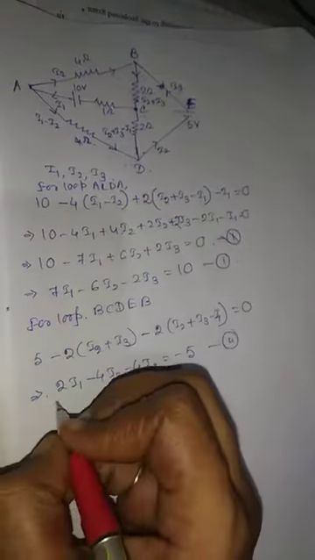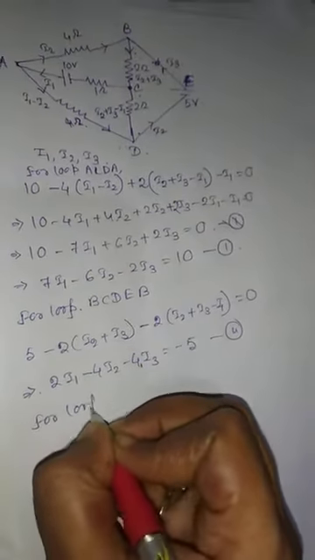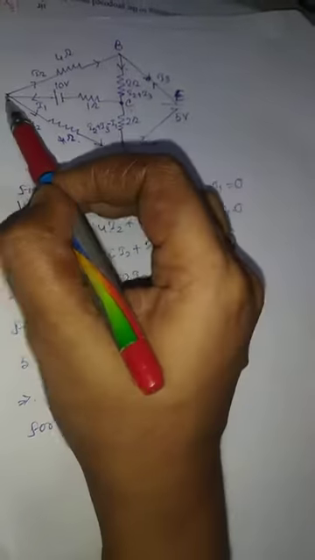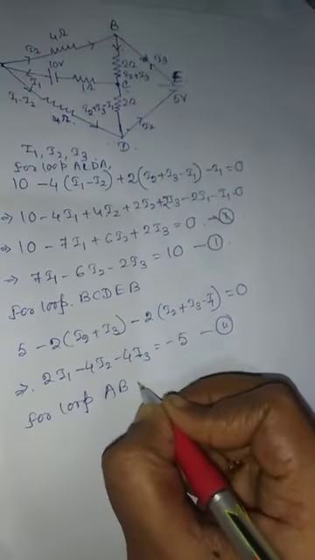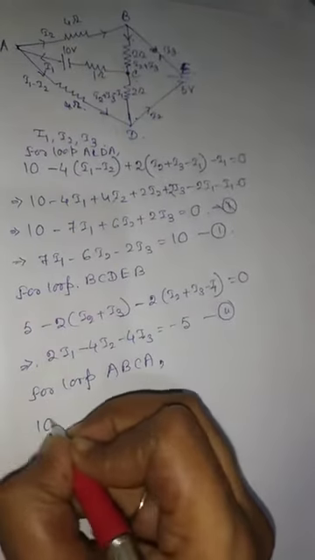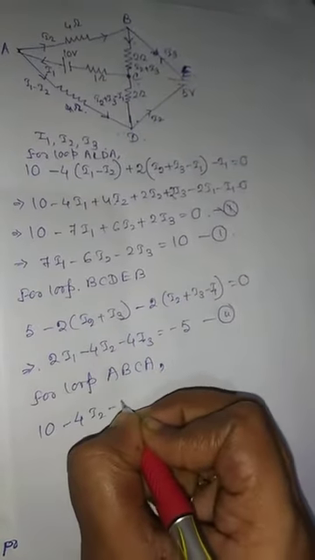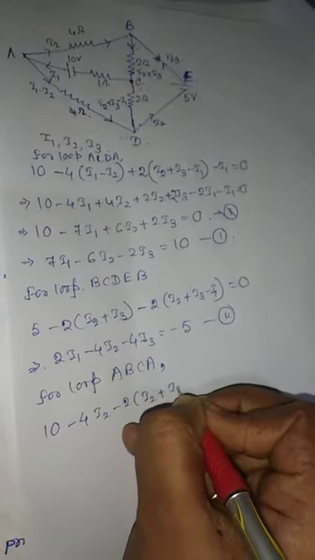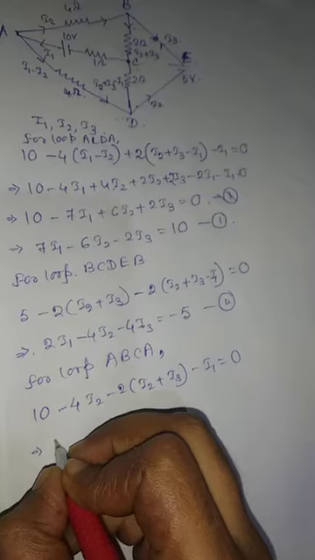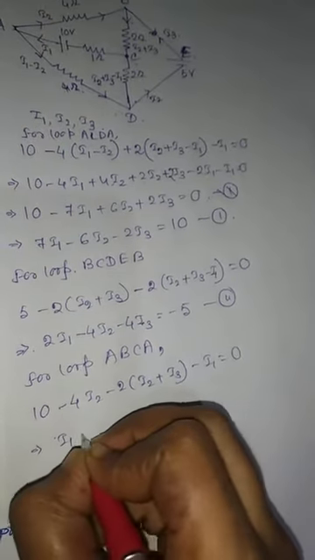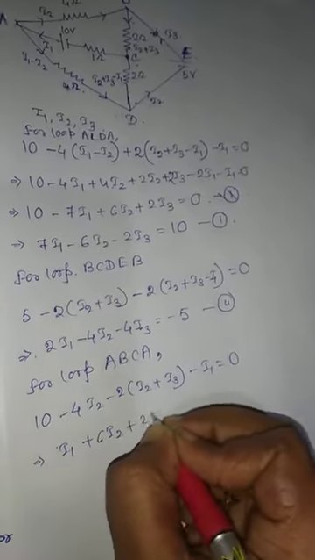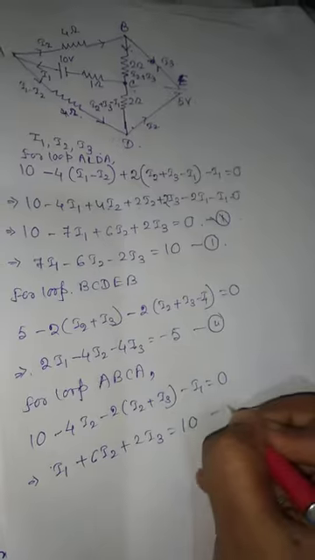And next is for loop A, B, C, A. For this, what will it be? 10 minus 4I2 minus 2I2 plus I3 minus I1 equal to 0. If you simplify it, you will get I1 plus 6I2 plus 2I3, that will be 10. So this is your third equation.